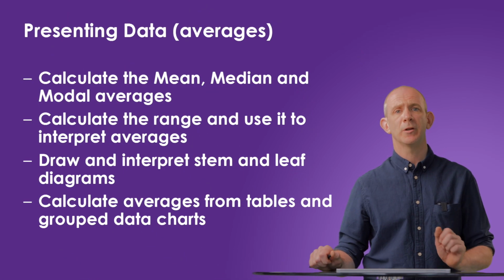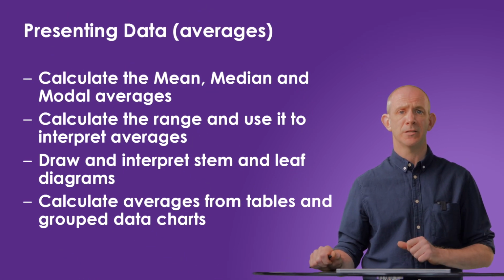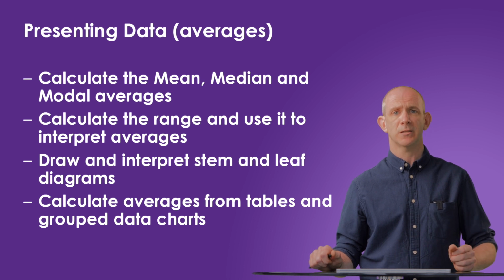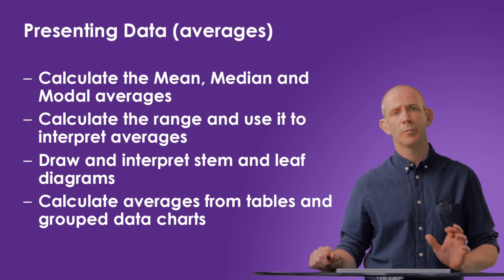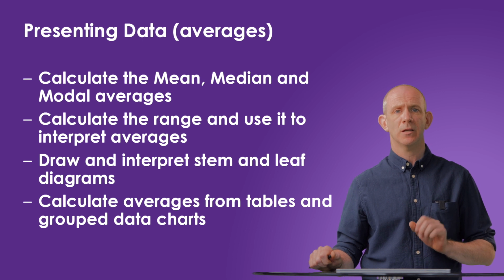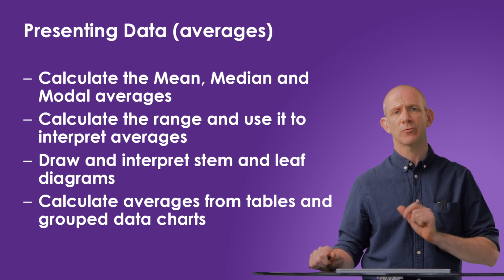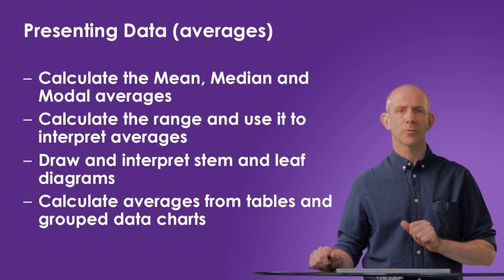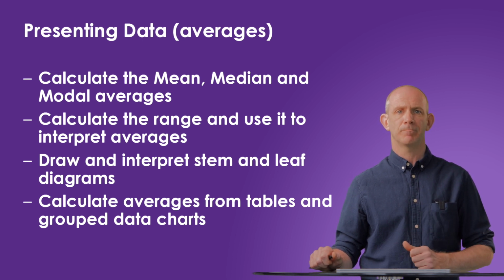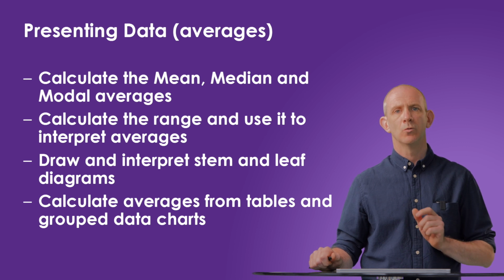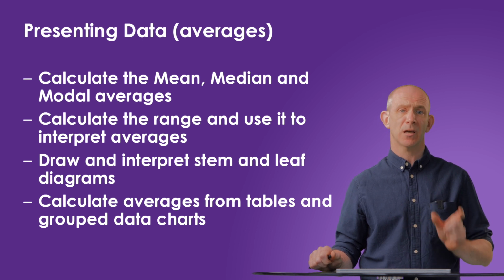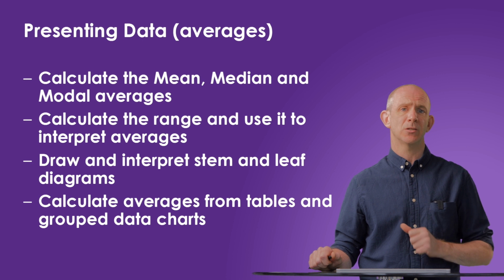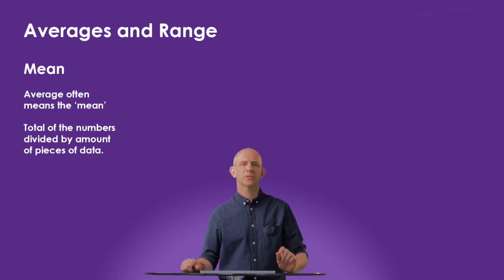In this video, we'll be looking at how to calculate the mean, median, and modal averages of a set of data. Then we'll be looking at calculating the range of that data and using it to interpret how accurate those averages are. We'll then be looking at how to draw and interpret an ordered stem and leaf diagram. Lastly, we'll look at how to calculate averages from tables and grouped data charts. Let's start off with some definitions of what these averages relate to.